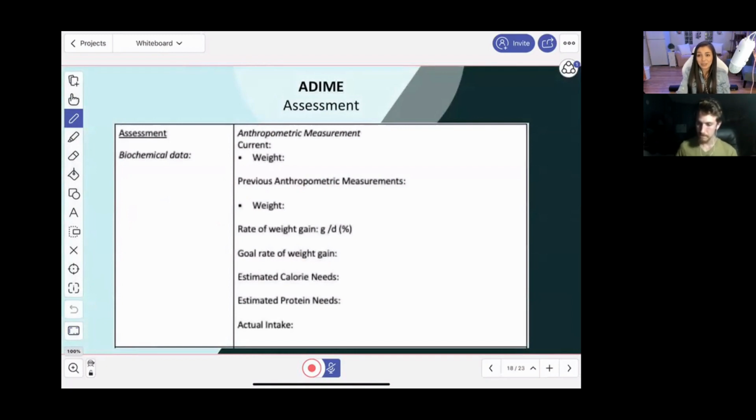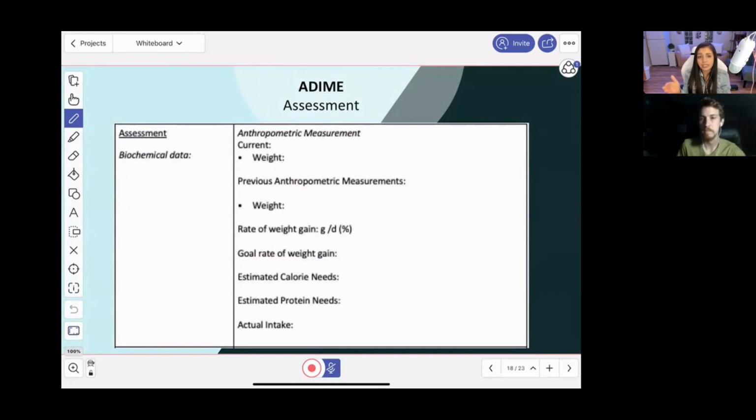All right, guys, now the moment you've all been waiting for. We're going to fill out our ADIME note. I know it can seem like a lot, but remember, again, our ADIME note is our legalized document that we use as a clinical dietitian in the hospital. There can be different variations of ADIME notes, but the process is always the same. That's why it's called a standardized legal document.